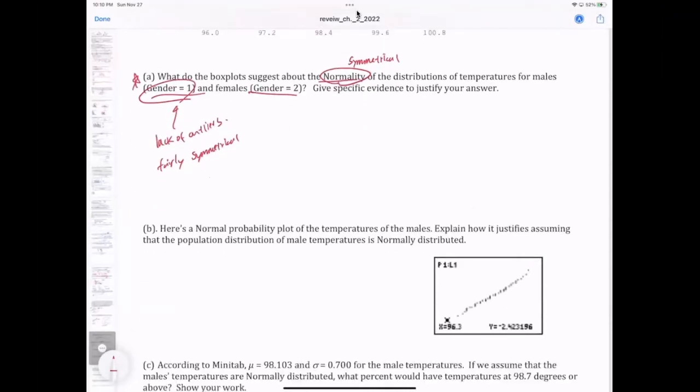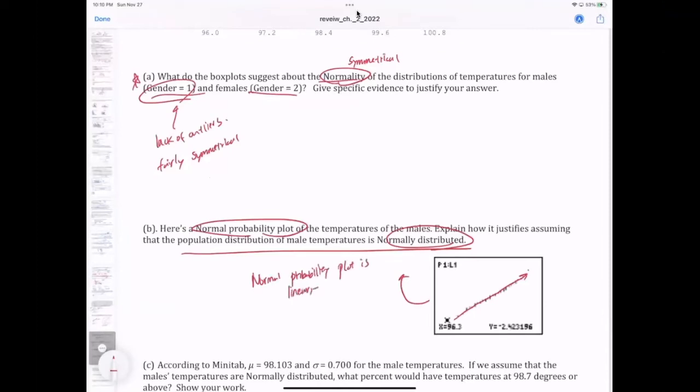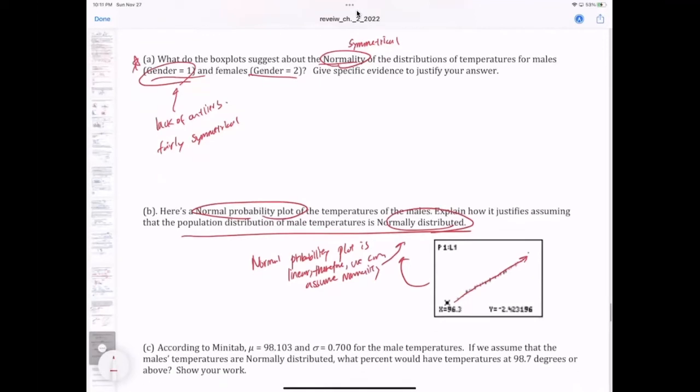Here, the normal probability distribution plot. Oh, it looks like we have a line here. Explain how it justifies assuming that the population distribution is normally distributed. You just simply have to say that the normal probability plot is linear. Therefore, we can assume normality, or we can say that it's going to be normally distributed because of the normal probability plot being linear.